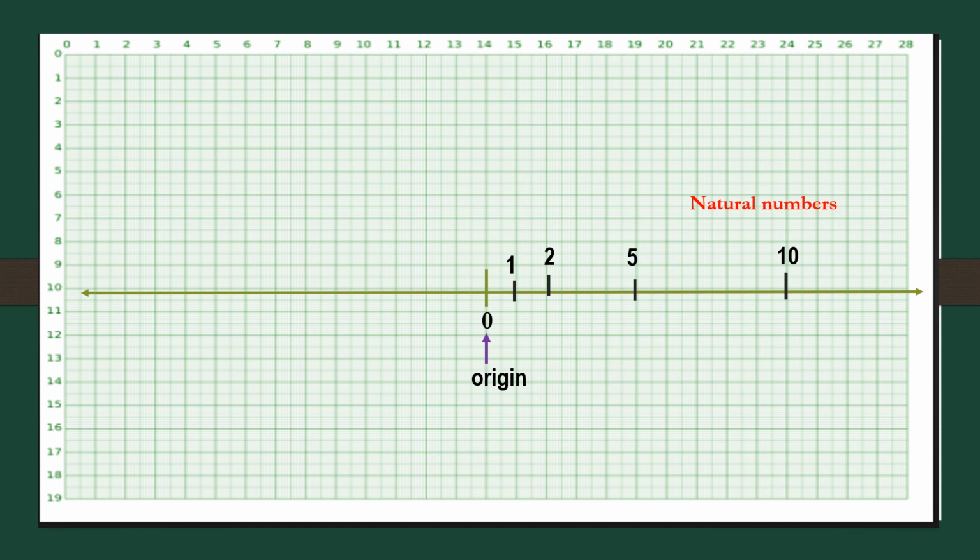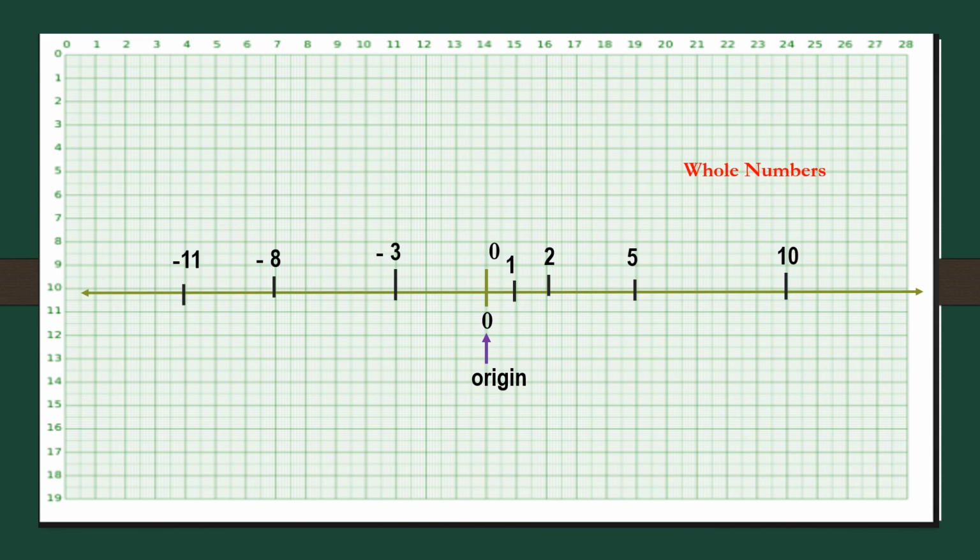Now what if I add 0 to this group? We know 0 also has a place on the number line. So it also exists. Now this entire group from 0 onwards to infinity is known as whole numbers. So all whole numbers are real numbers. They all exist and have a place on the number line. Is this clear, children? Okay.